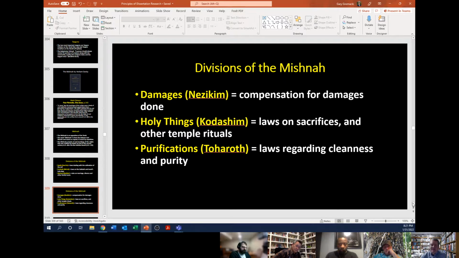Damages, compensation for damages done, Nezikim. Holy things, Kodashim, laws on sacrifices, temple rituals, purifications, Torah wrote, laws regarding cleanness and purity. Of course, that was emphasized in Leviticus.